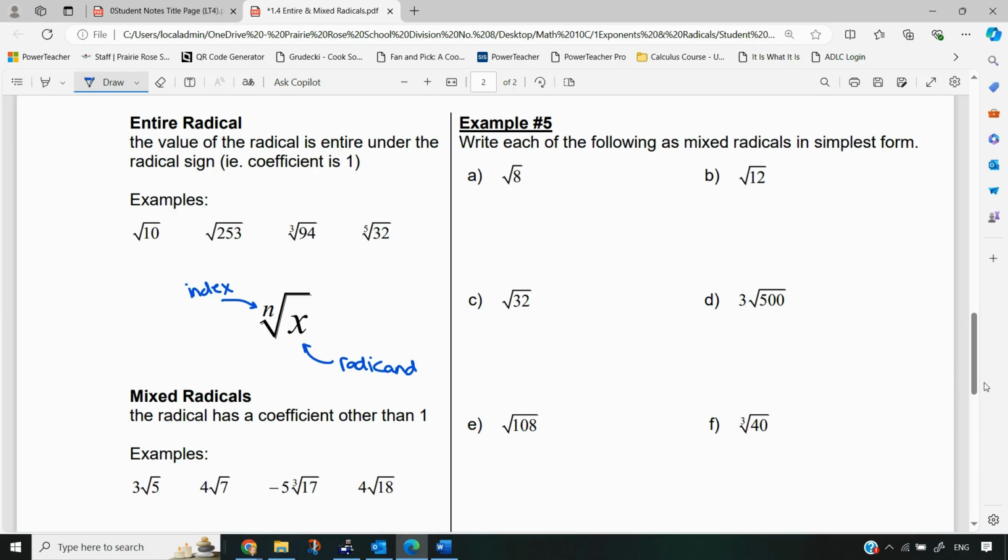All right, so we're asked to write each of the following as mixed radicals in simplest form. So there are a number of different ways that you can write out your work, and I'll show you those as we're working through. Essentially, what we're doing is trying to find the biggest perfect square that we can pull out of our radicand so that we can simplify that entire radical.